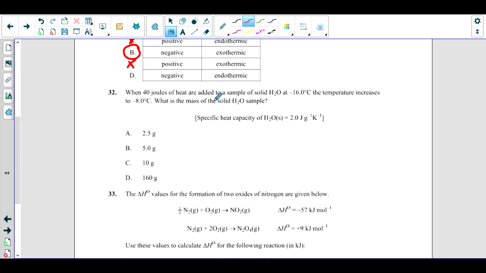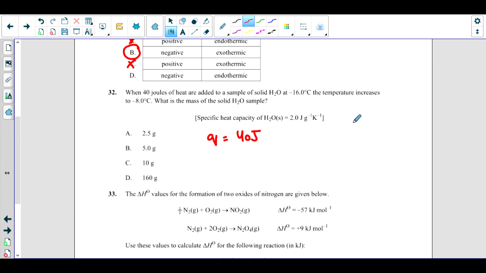When 40 joules of heat are added to a sample of solid H2O at negative 16 degrees centigrade, the temperature increases to negative 8. What is the mass of the solid H2O sample? Here 40 joules of heat. So the Q value is how much? 40 joules added to a sample of H2O at negative 16 degrees. The temperature increases to negative 8 degrees.